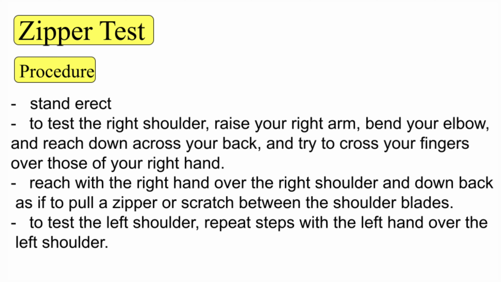How to do the zipper test? First, stand erect. Second, to test the right shoulder, raise your right arm, bend your elbow, and reach down across your back, and try to cross your fingers over those of your right hand. Third, reach with the right hand over the right shoulder and down the back as if to pull a zipper or scratch between the shoulder blades. Fourth, to test the left shoulder, repeat the steps with the left hand over the left shoulder.